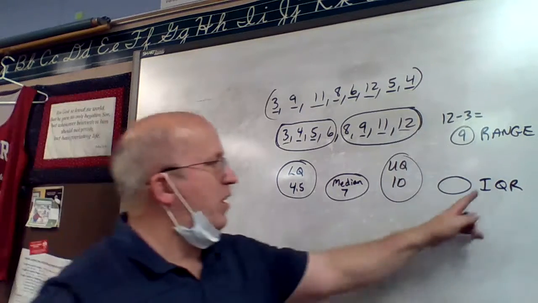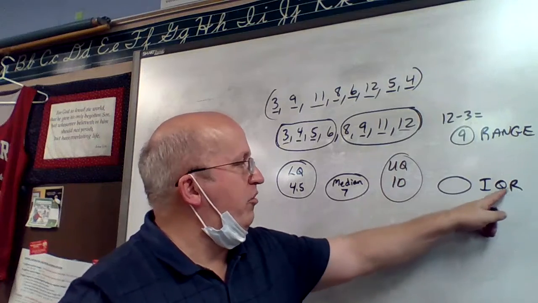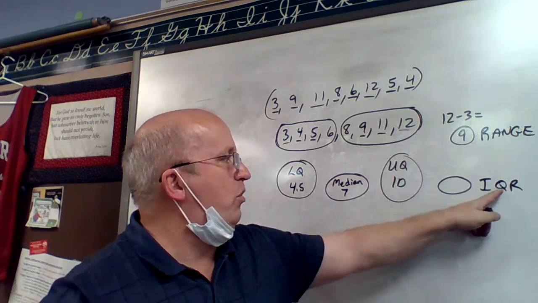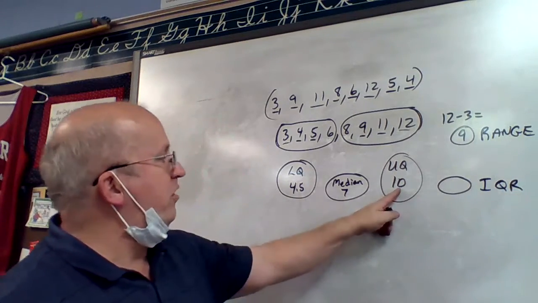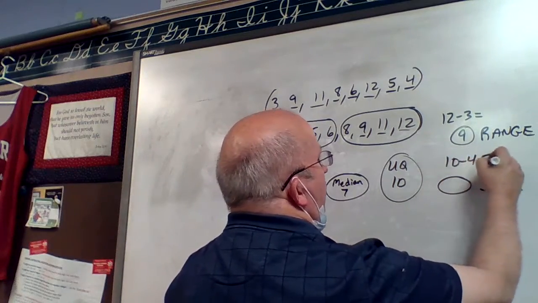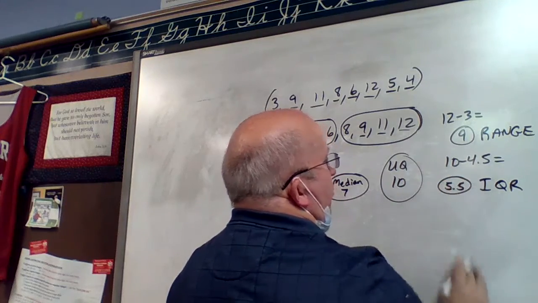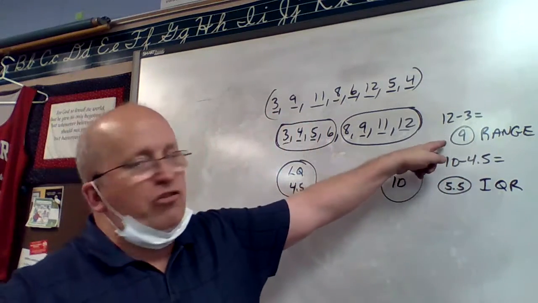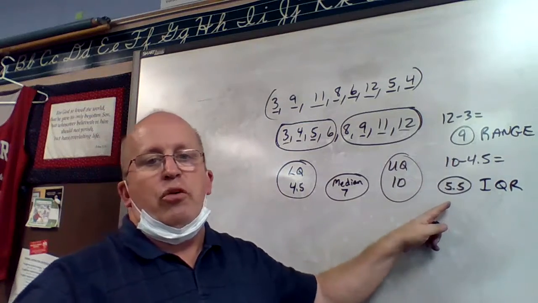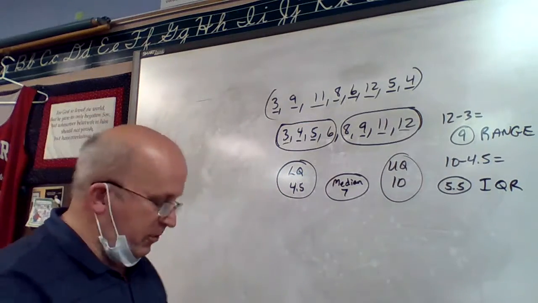Now, how do I find the interquartile range? Well, that's the range of the quartiles. The range of the quartiles, interquartile range. So I take this number minus this number. 10 minus 4.5. And that gives me an answer of 5.5. So my range is 9. My interquartile range is 5.5 in this particular case.